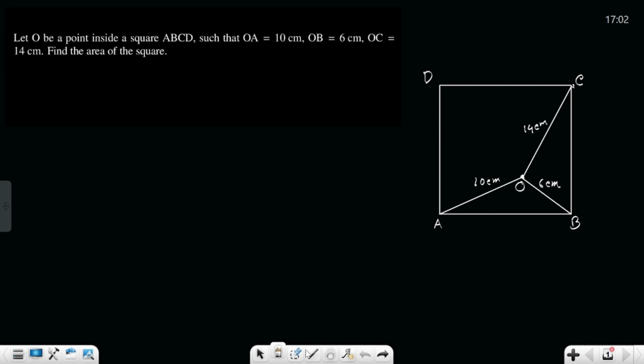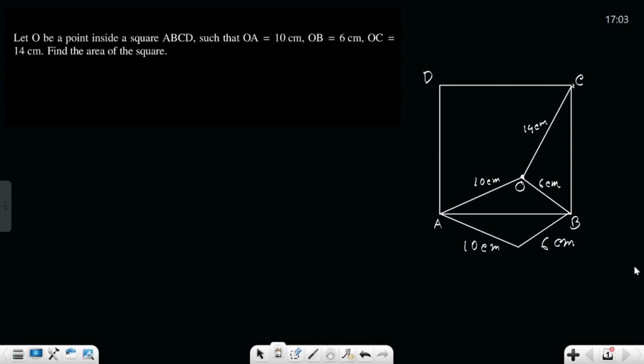Let's check. First, look at the triangle AOB. What will we do? We will draw a mirror image of this triangle just outside of the square. Okay, we can do it. So this will be something like this, right? This is nothing but the mirror image of AOB. So this is 6 cm obviously and this is 10 cm obviously.